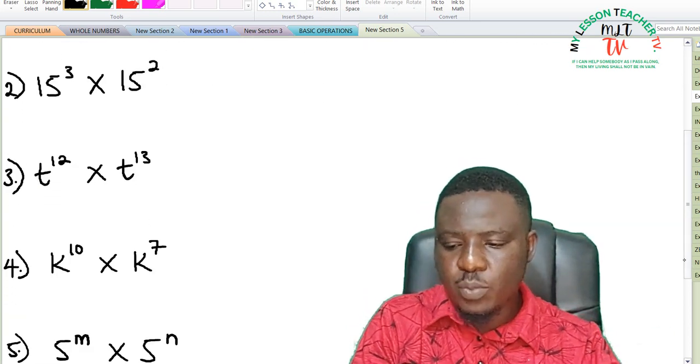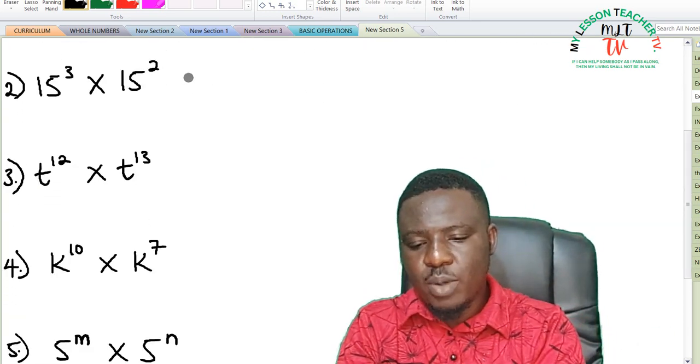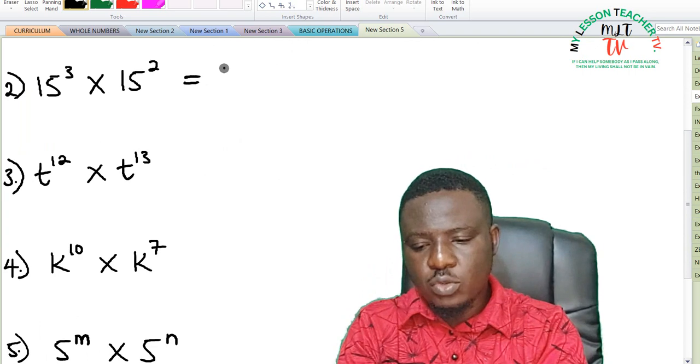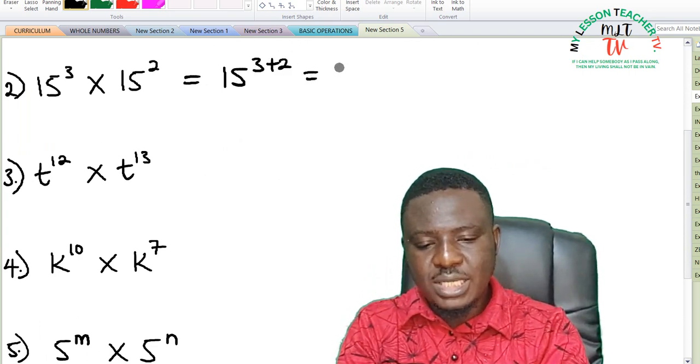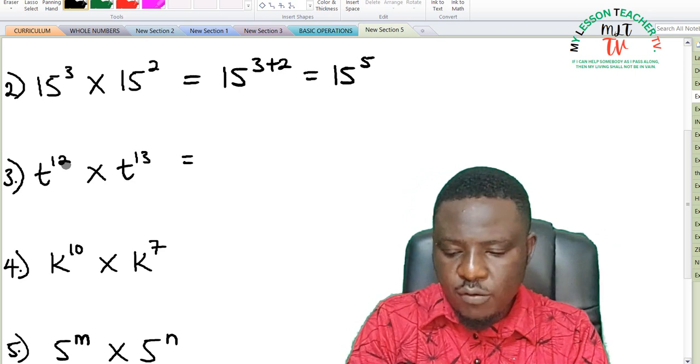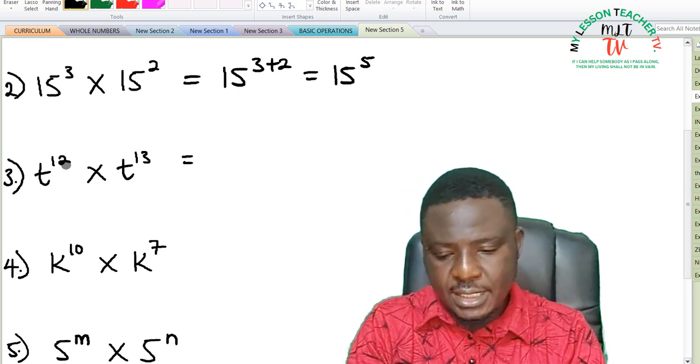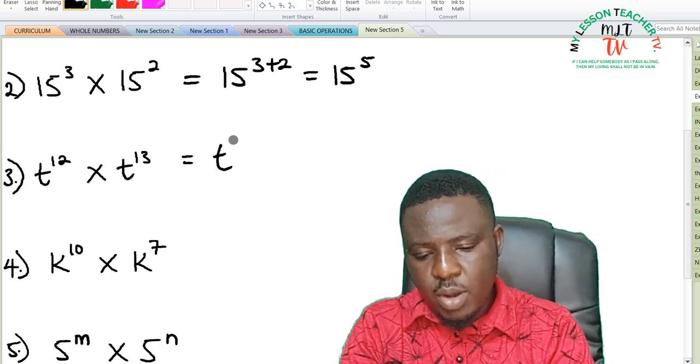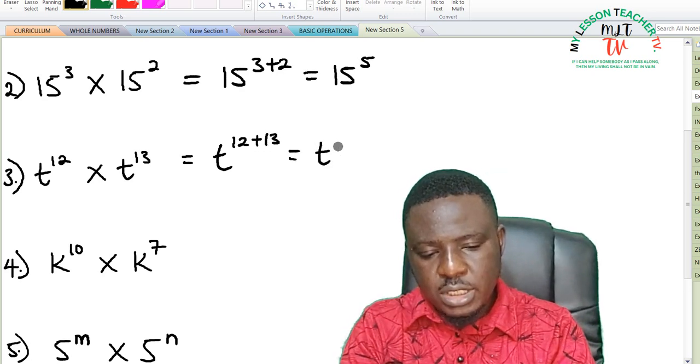B, 15 to power 3 times 15 to power 2 is said to be equal to 15 to power 3 plus 2, which is equal to 15 to power 5. 3, t raised to the power of 12 times t raised to the power of 13. This is said to be t to power 12 plus 13, which is equal to t to power 25.